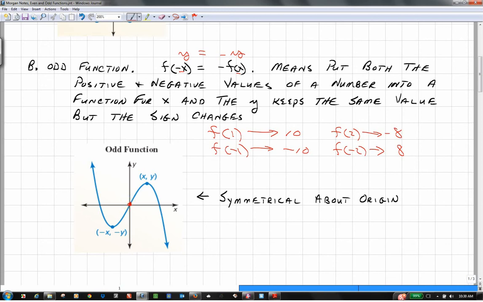Now I could have another case, and that would be, let's say I put a 1 in, and I get a 10 out, and then I put a negative 1 in, and I get a 6 out. That would be neither. It's neither even nor odd. Okay, so there are 3 cases. I have an even, I have an odd, or I have a neither. Got it? Okay, so let's go and do an example.